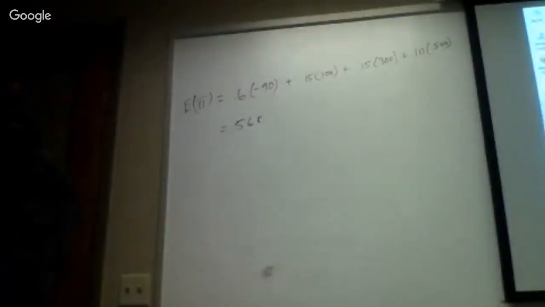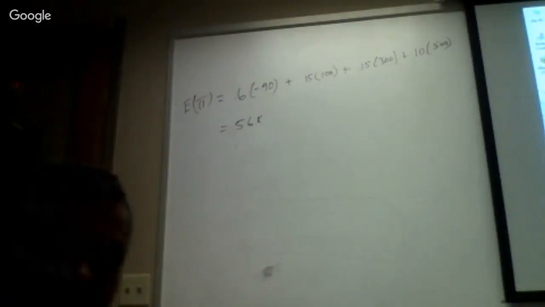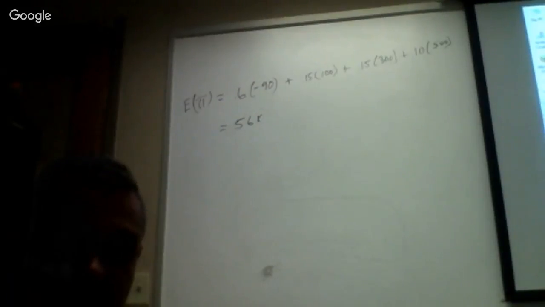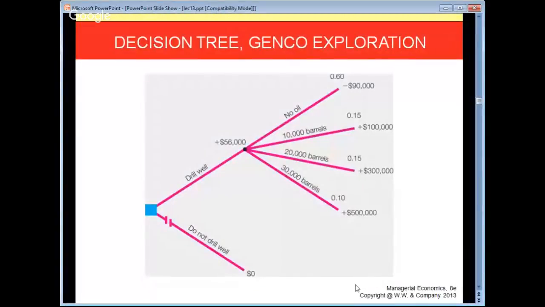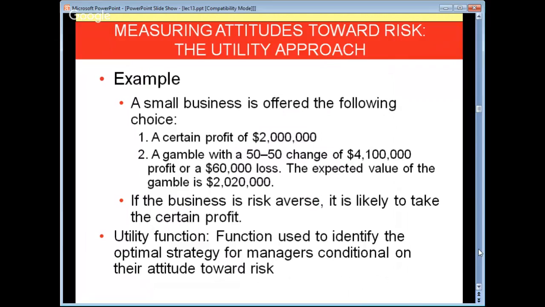Did I write that big enough, Julian? Can you see that? Yes. Okay. All right, let me go back. Make more sense, Raymond? Yeah. Okay. So it's 10,000 barrels, 20,000, and 30,000 barrels. Okay.